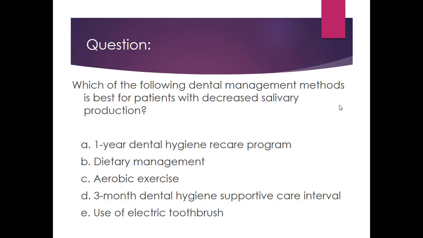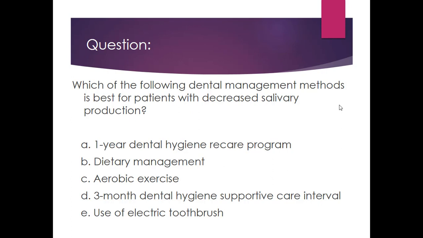So if I had a patient that had very decreased saliva or xerostomia, I would want to see them every three months because they are at high risk for periodontal disease, they're at high risk for caries, so I want to see them to make sure we're giving them as much care as possible.